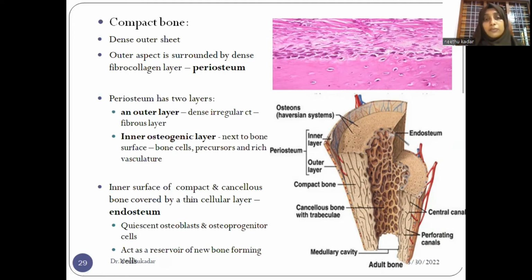It comprises bone cells, precursors, and rich vasculature. So they help in bone formation, bone remodeling, and repair of the bone, and they supply nutrition to the bone. The inner surface of the compact bone and outer surface of the cancellous bone is covered by a thin cellular layer called the endosteum. The endosteum comprises quiescent osteoblasts and osteoprogenitor cells. They act as a reservoir for new bone formation.